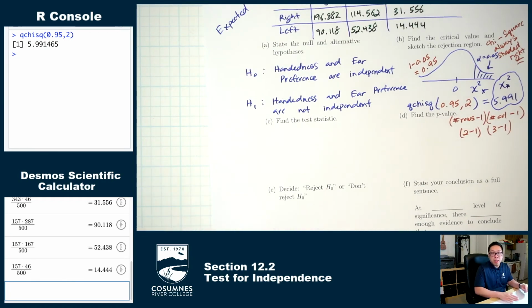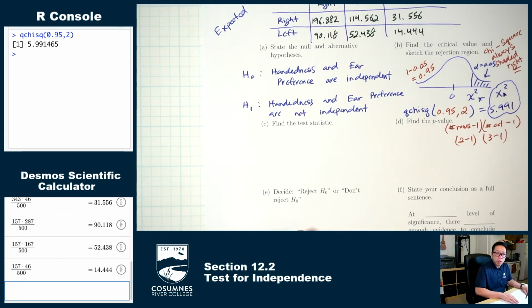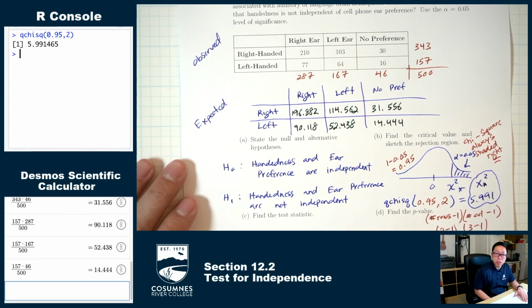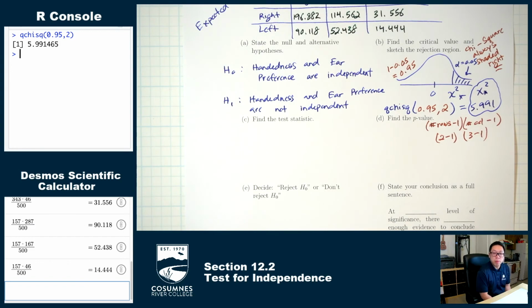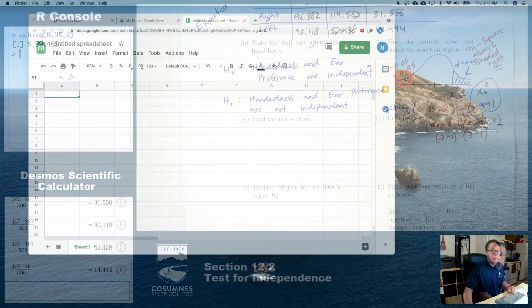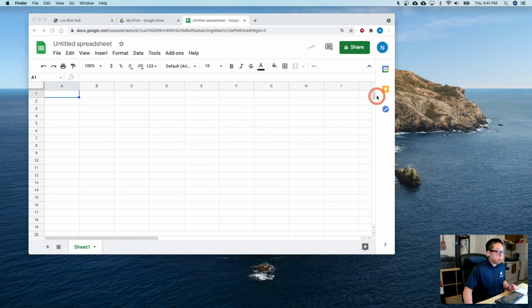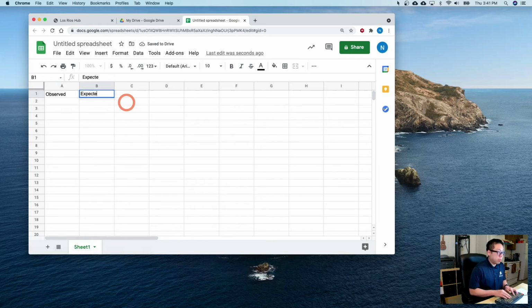Part C, find a test statistic. So this is where we have to enter the data into Google Sheets and then use the formula for the test statistic. So let me switch over now to Google Sheets. Here we are in Google Sheets. I'm going to type in the observed numbers and the expected numbers. And I'm going to type them in as columns.